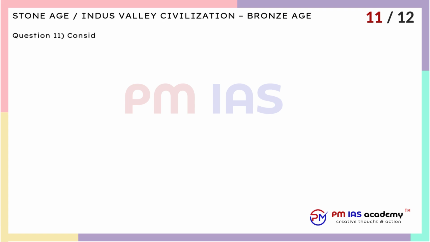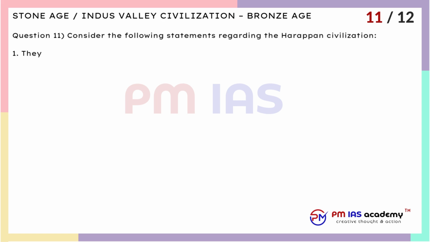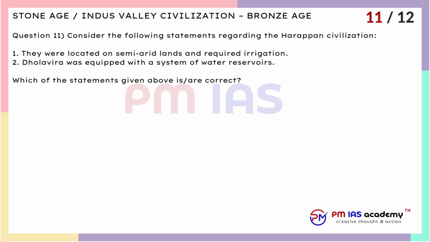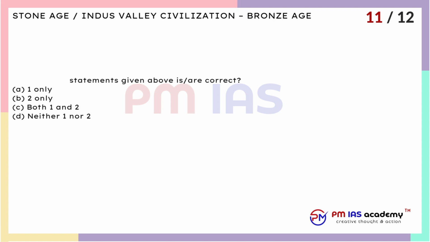Question 11. Consider the following statements regarding the Harappan civilization. 1. They were located on semi-arid lands and required irrigation. 2. Dholavira was equipped with a system of water reservoirs. Which of the statements given above are correct? A. 1 only. B. 2 only. C. Both 1 and 2. D. Neither 1 nor 2.